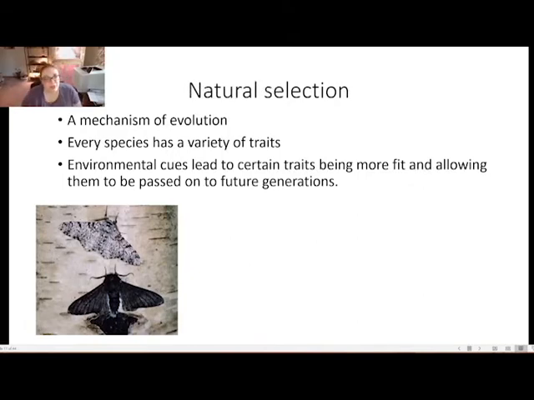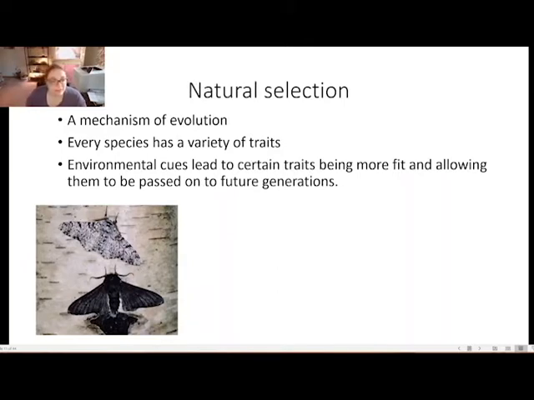What I want to get into next is genetic drift, but first it's important to understand the differences between genetic drift, natural selection, and speciation. So I'm going to describe natural selection and speciation first. Natural selection is a mechanism of evolution. It usually occurs when an environmental cue or pressure leads to certain traits becoming more fit, allowing those traits to be passed on.